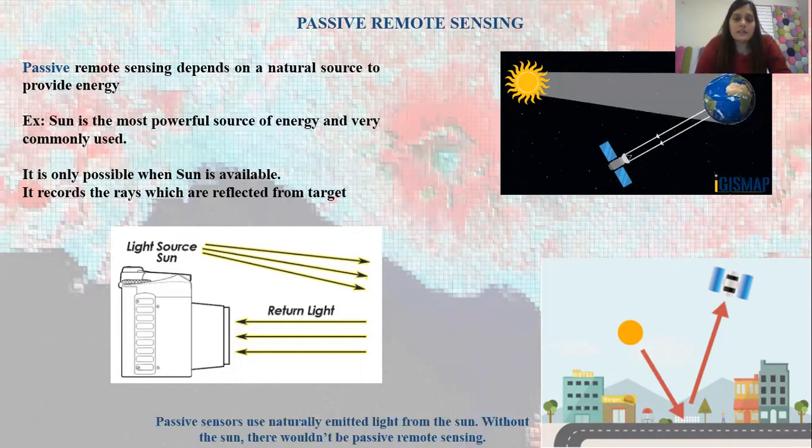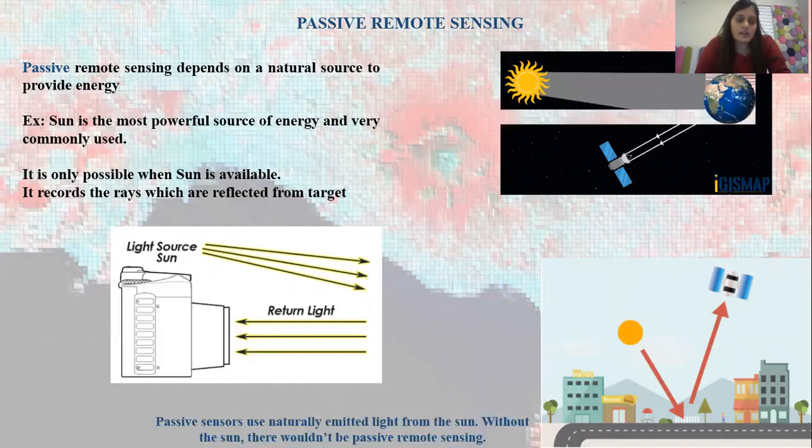So here you can also see the image. The sun and the sensor are both kept, and what happens is the sun sends the radiation, that radiation is called incident radiation, and it goes back to the sensors, right? Similarly, I have shown here the light source is the sun, the energy is going and it is returning to the sensor again. So this is how a passive sensor works.